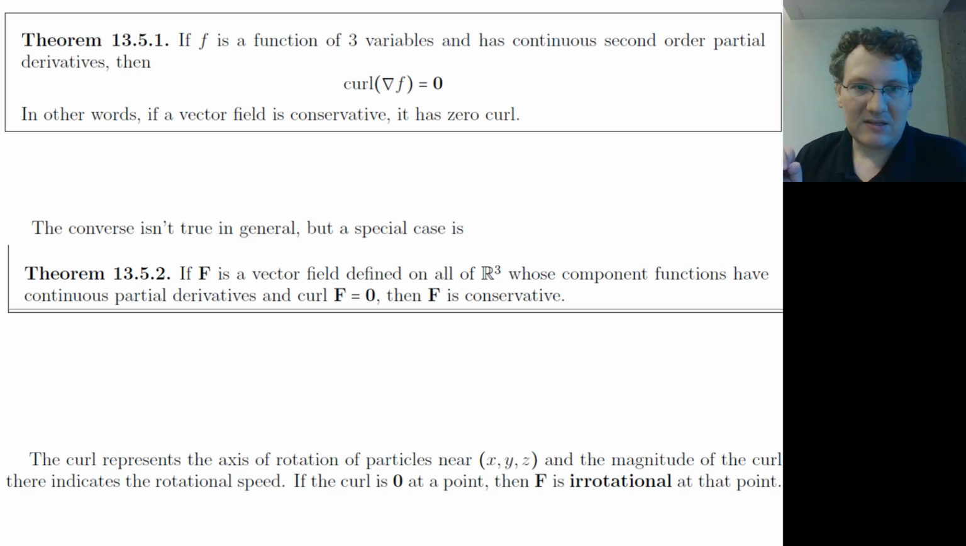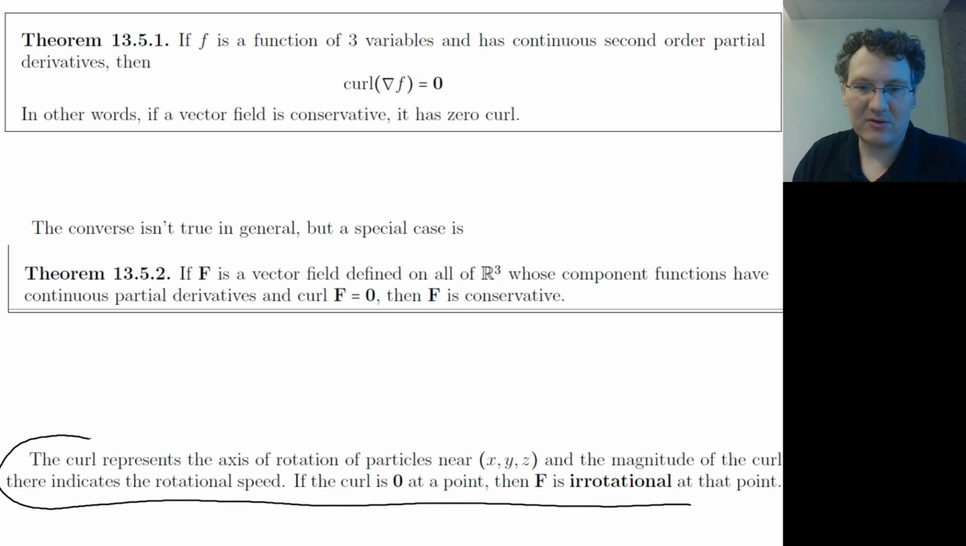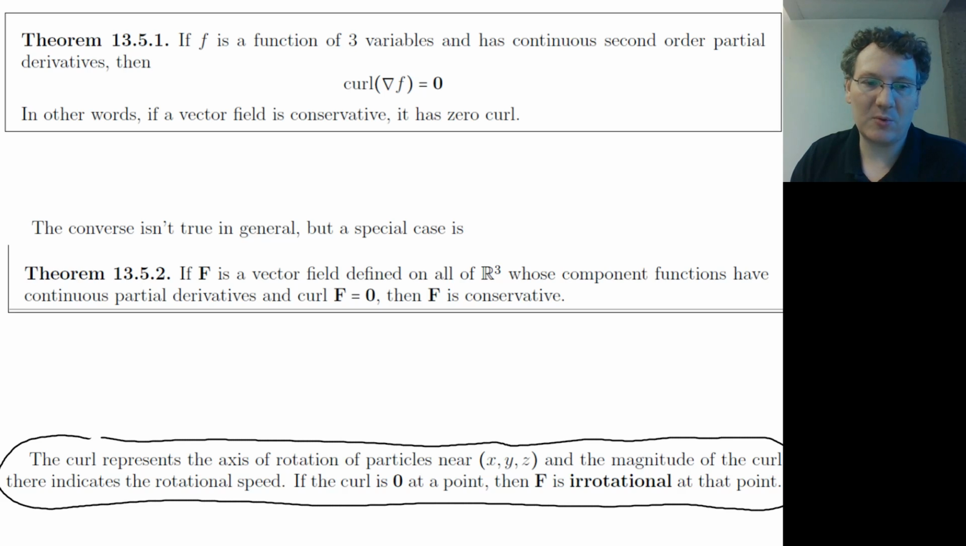I am going to jump to this slide just to show you at the bottom. The curl represents the axis of rotation of particles near xyz. If a particle was at the point xyz, then the curl is giving you the speed at which it's rotating. The axis of rotation is given by the direction of the vector, and the magnitude of the vector indicates the rotational speed. I'm not going to get too much into exactly what that means. But if the curl is the zero vector, then the vector field is irrotational at that point. There's no swirling or twirling.